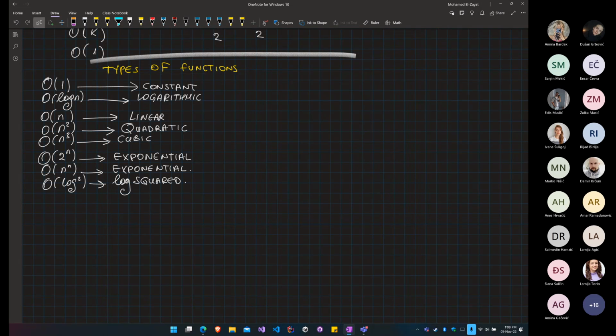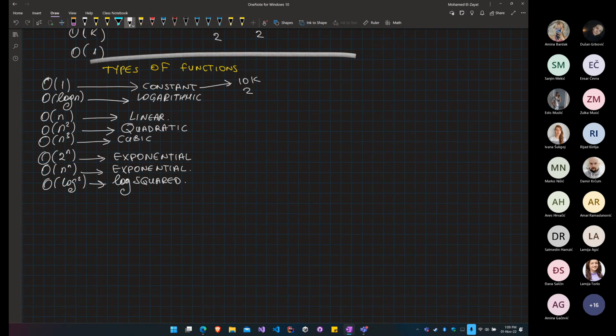Regardless of how far this runs, whether it runs 10,000 times or 2 times, it's still a constant function, because we know it will run exactly that amount and it will never change. So there's no variability here. That's why we call it constant time.